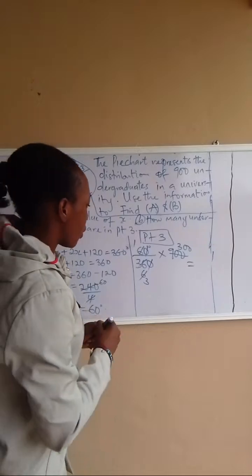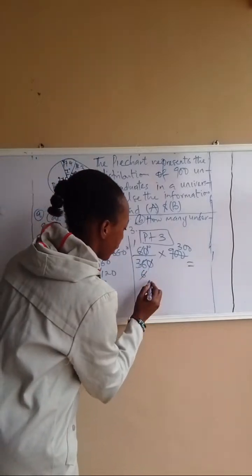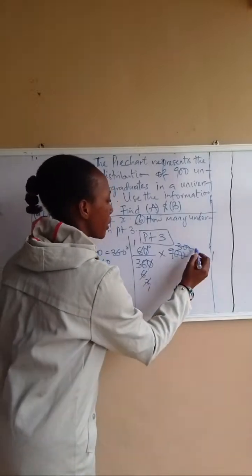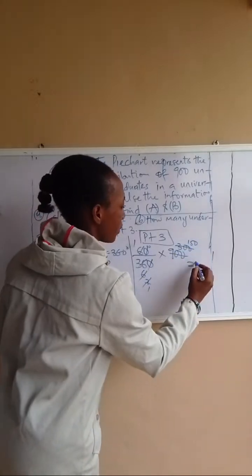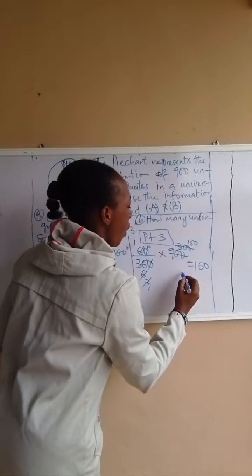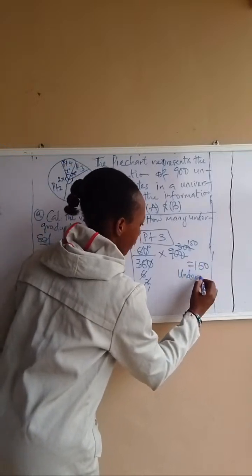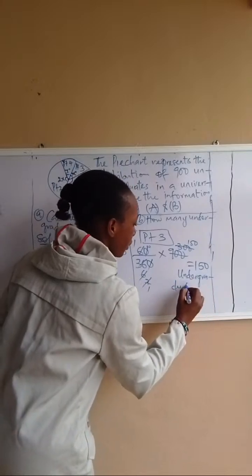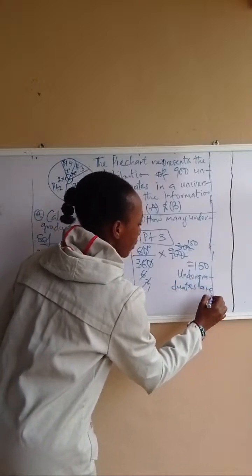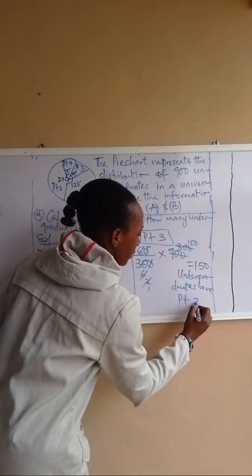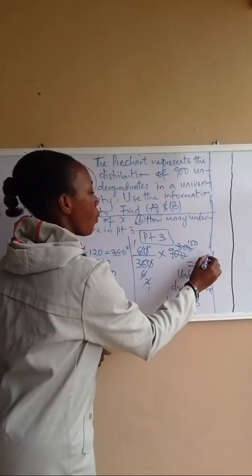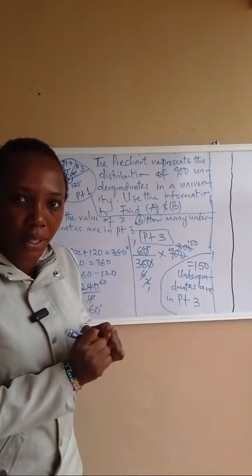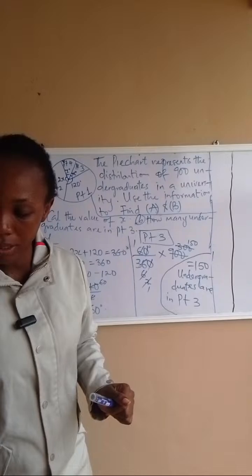All right. So, 3 into 6 is 2. Sorry, forgive me. 2 into 2 is 1 and 2 into this is 150. So 150 undergraduates are in part 3. Can you see how easy it is to solve?